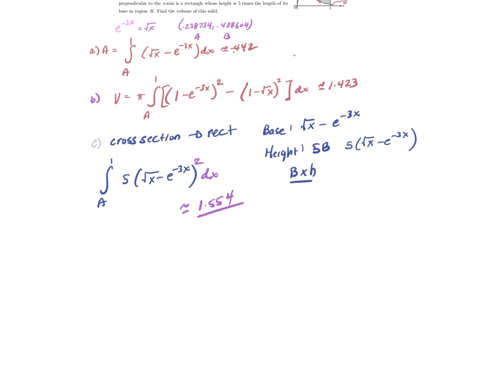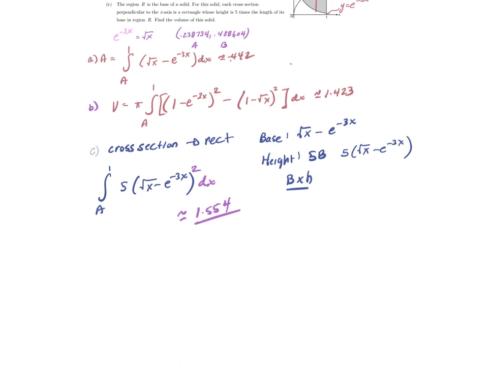So hopefully you're starting to see a pattern here. We like the cross sections because usually in part A, they want the area, then the volume, and the cross section usually requires you to find the base of the solid, and the base of the solid comes from the distance between the two curves.